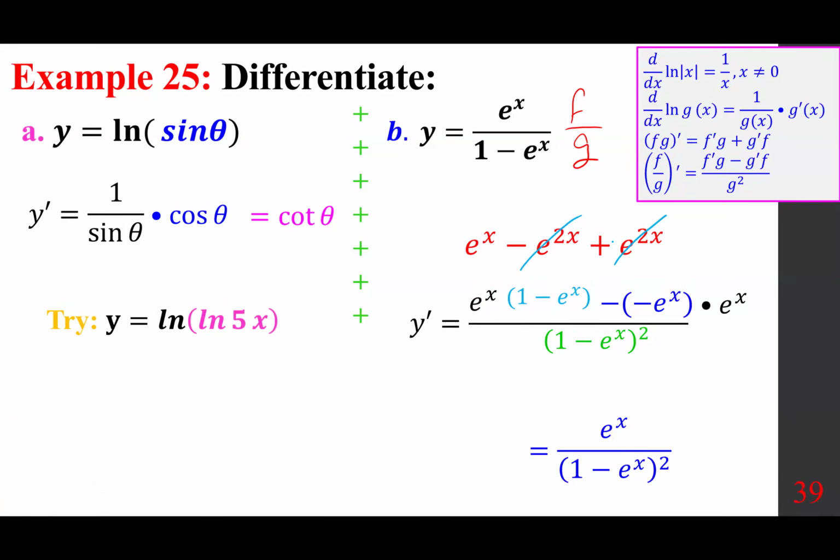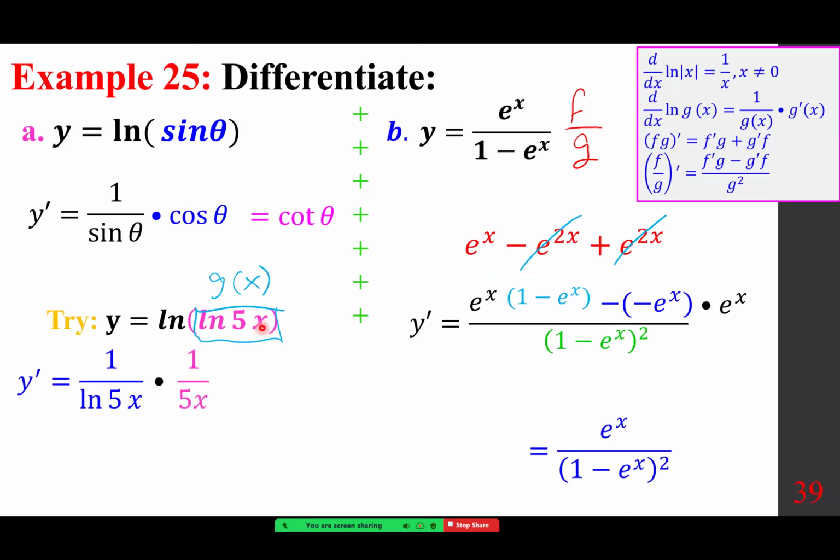Let's try y equals ln of 5x. Remember, this is a function, g of x first. So first you divide by it, 1 over ln of 5x. Then you want to differentiate ln of 5x. Now you need g prime of x. So what is the derivative of ln of 5x? Well, flip this over, 1 over 5x, and then times the derivative of 5x, which is 5.